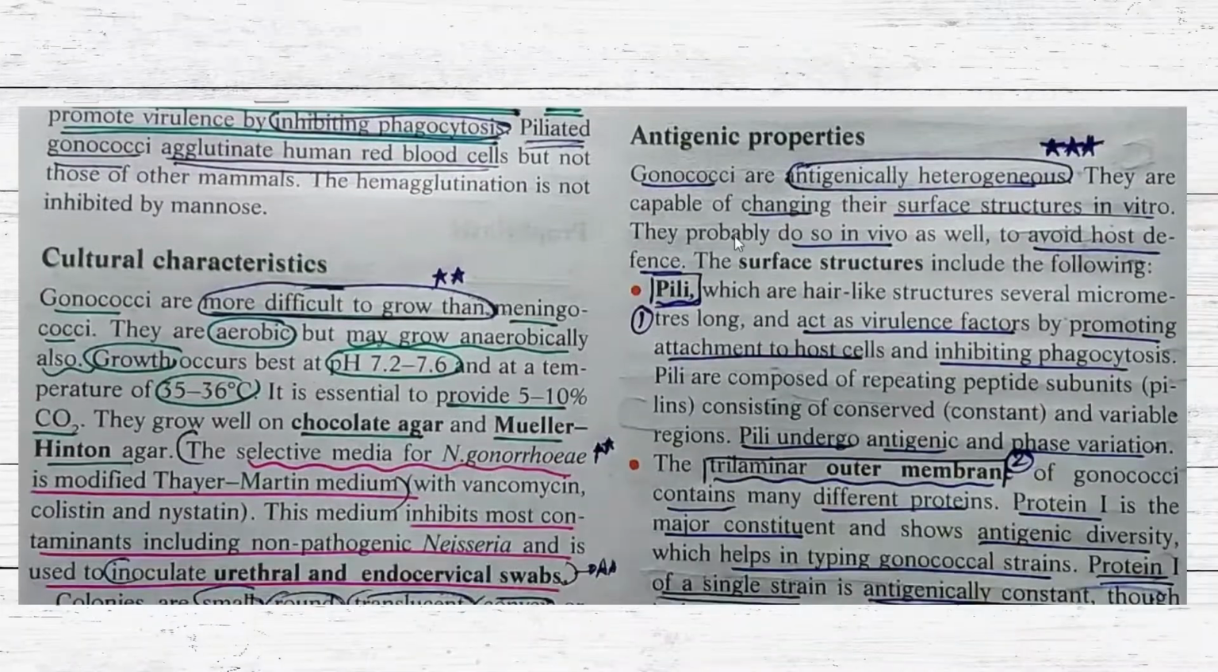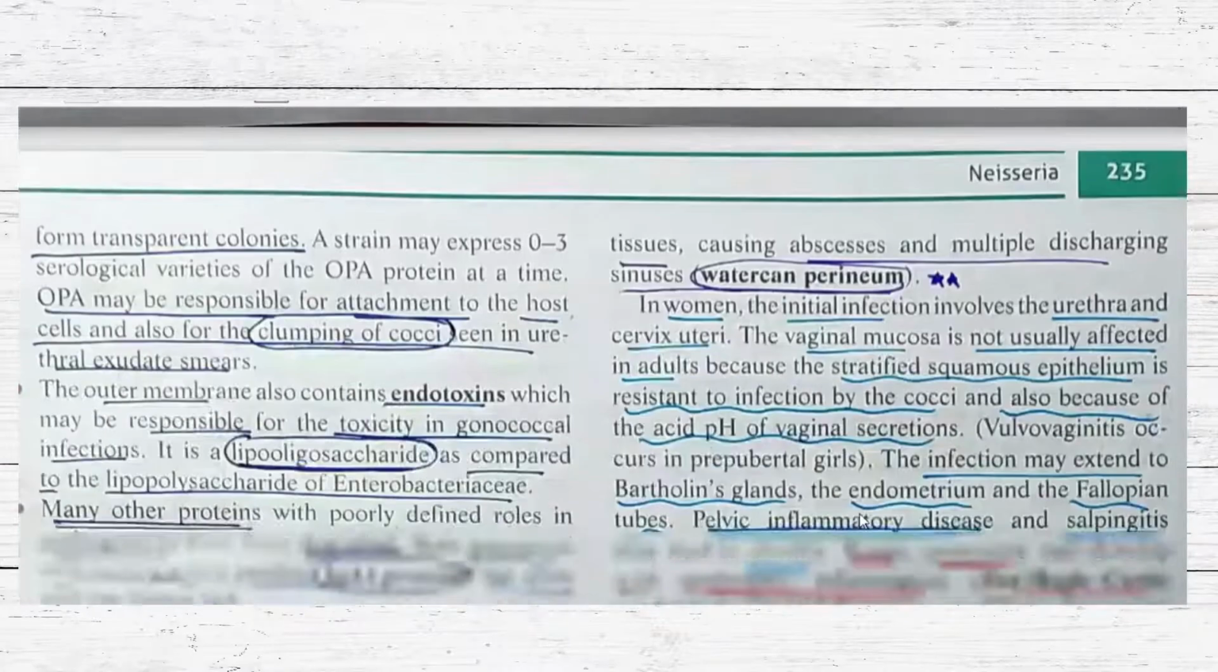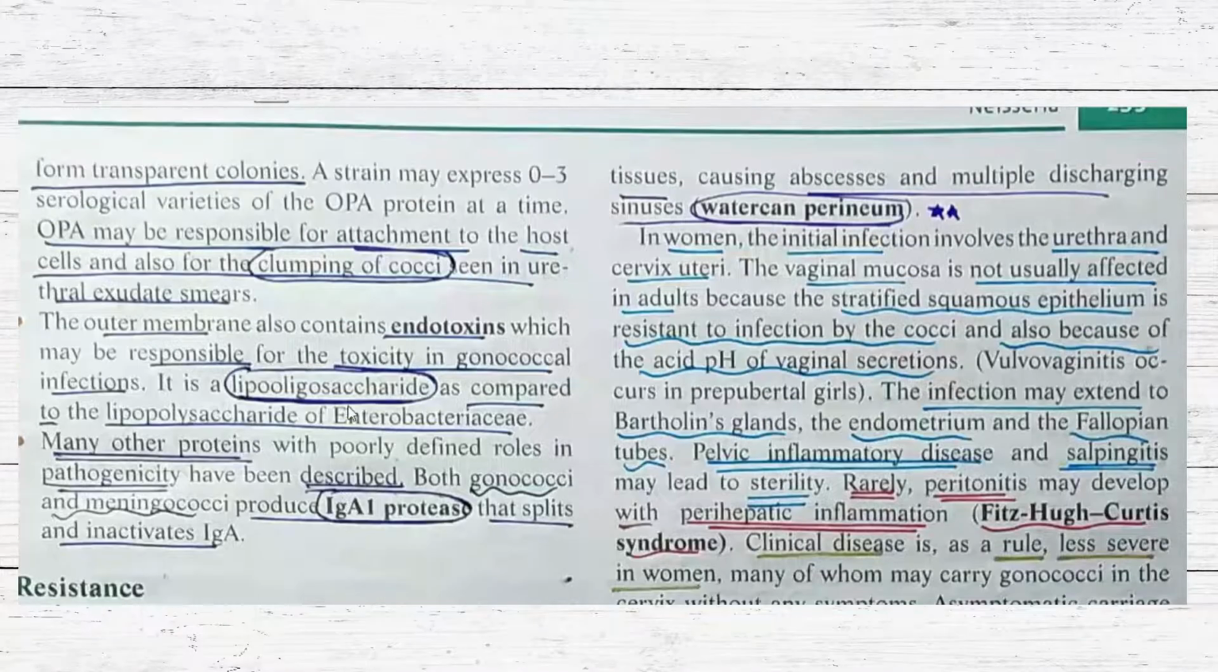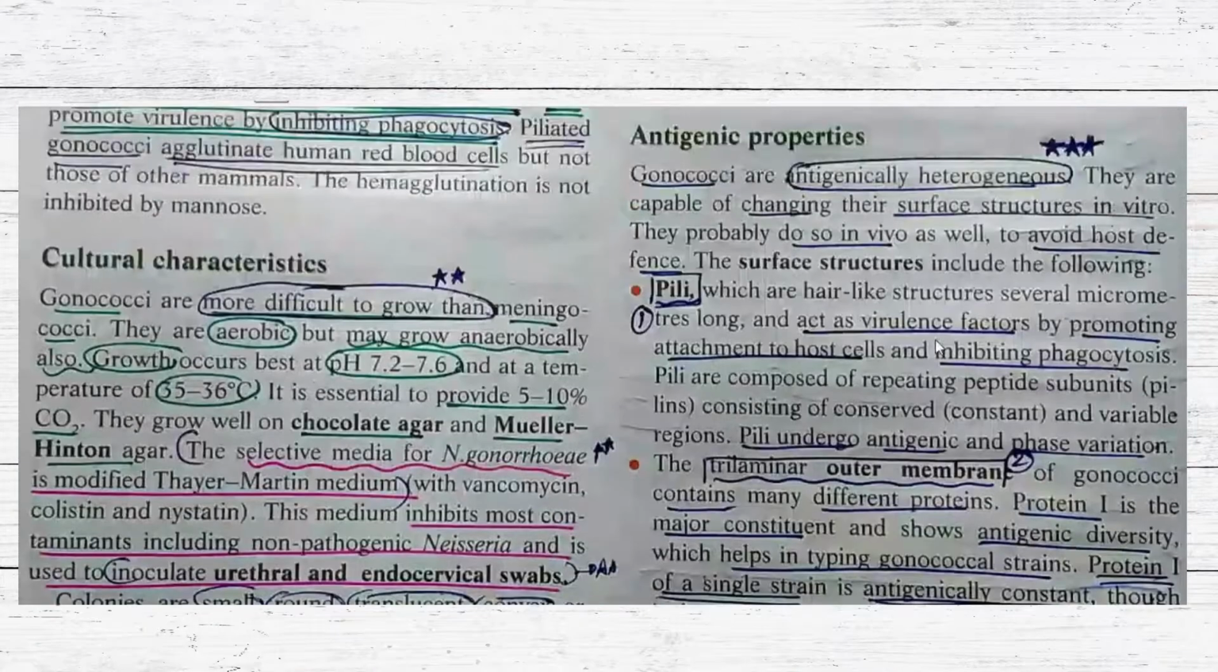Let's have a look at the antigenic properties. First thing you have to speak about in antigenic properties is pili. Then you speak about the trilamina outer membrane. Then you can speak about proteins 1 and 3. Then you can speak about the outer membrane, which contains endotoxins. Also, you can speak about other proteins which have roles in pathogenicity. So let's speak about antigenic properties one by one.